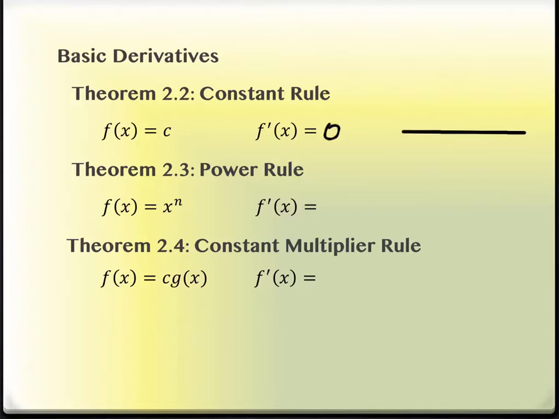Derivative of 5, 0. The derivative of 4/5, 0. The derivative of negative 4,372, 0. Any number all by itself, the derivative is 0. The derivative of pi, 0. Even numbers that we feel like are represented by other Greek letters and things like that. Derivative of e, 0. Right?